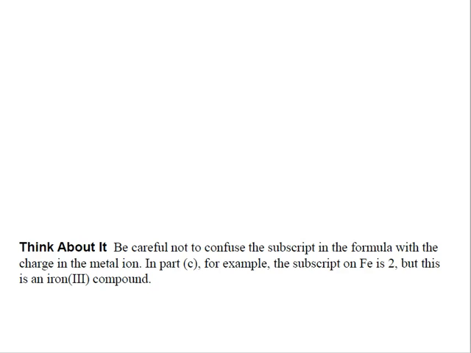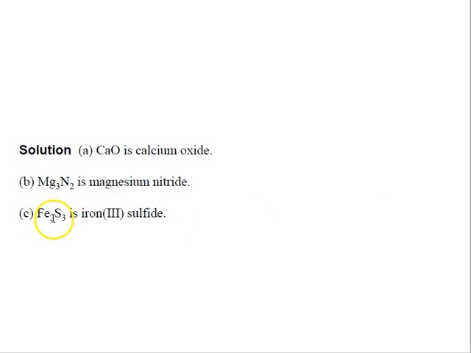One thing that I want to mention is be careful not to confuse the subscript in the formula with the charge in the metal ion. So for example, the subscript on iron is 2, but it's an iron(III) compound. You don't use the subscript value inside the parentheses. You use whatever the charge of it is. Sometimes people flip-flop those. So this represents the charge and not how many we used.